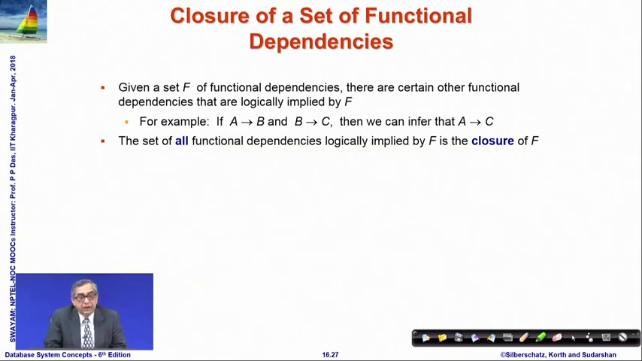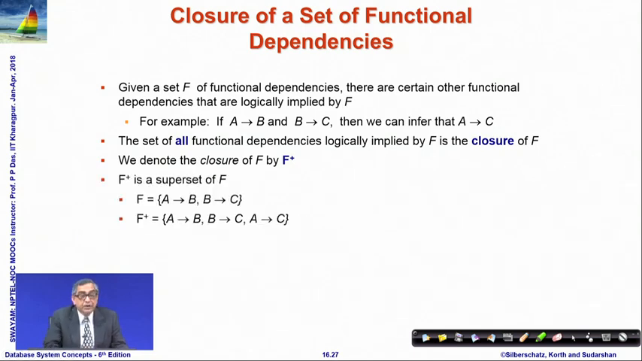So, this is called the logical implication of a set of functional dependencies, and we will see more of this later, but if we take all functional dependencies that are logically implied from a given set F, we say that is a closure set, and we represent that by F plus. So, F plus necessarily is a superset of F. So, here in the above example, this is the F and this is the F plus.